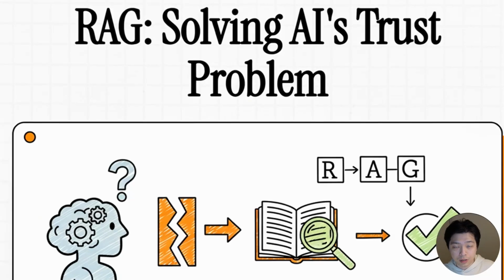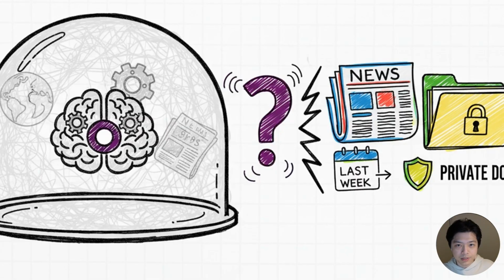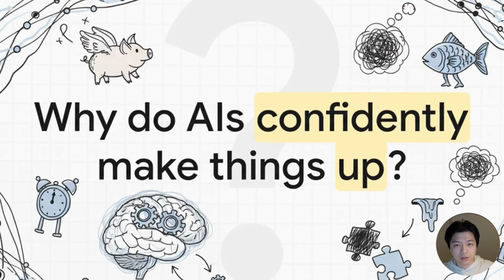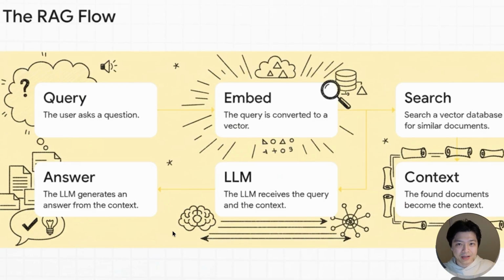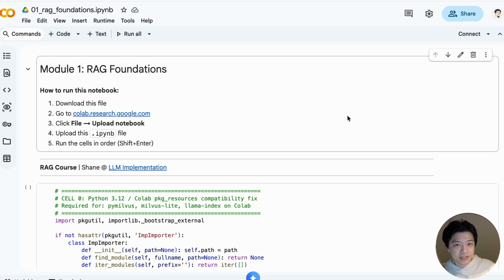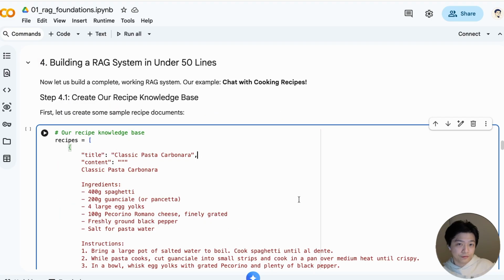You ask a large language model a factual question, something specific to your data, your document, and it confidently gives you the wrong answers. It doesn't say, I don't know, it just makes something up. That is the hallucination problem. And by the end of this video, you will have a working system that fixed it, built from scratch in 50 lines of code.